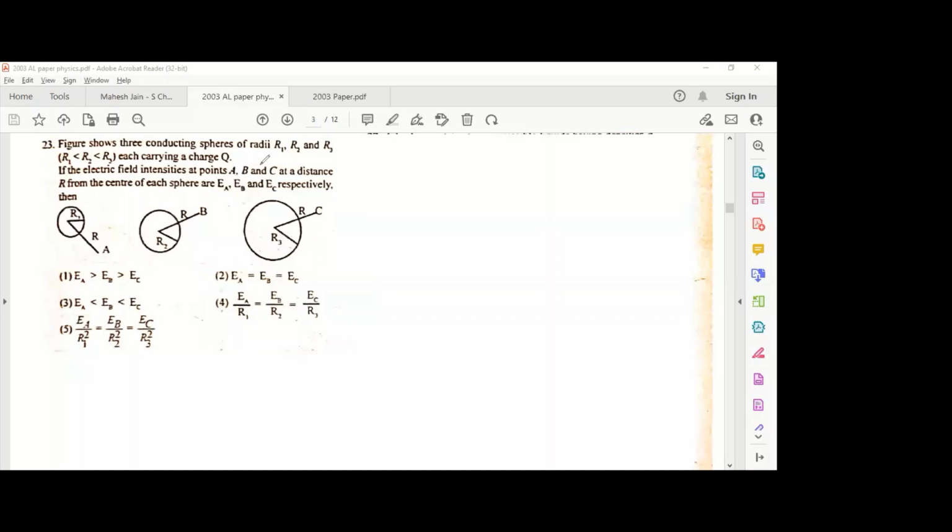So it says that there are three spheres that have the same charge q. All three spheres are conducting spheres, and you know, in a conducting sphere, the charge is held on its surface. So if it's a positive charge, the charge is held on its surface like this. All of these three keep their charges on the surfaces.